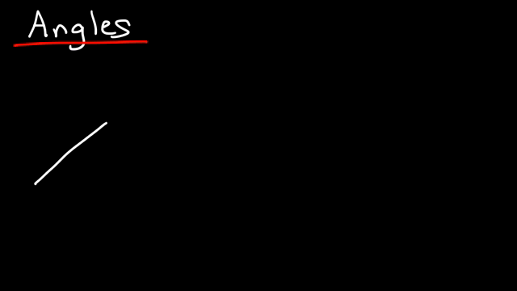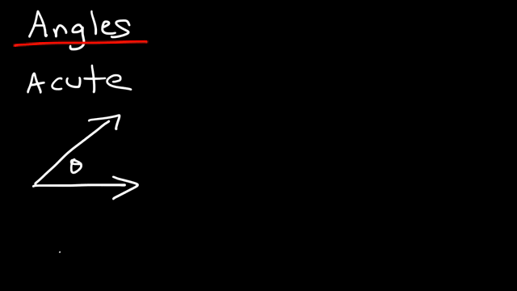Now let's move on to angles. There's 4 different angles that you need to be familiar with. So the first one is an acute angle. Acute angles have an angle measure of anywhere between 0 and 90, but it's less than 90. That's what you want to take from this. And so we can call this angle ABC.